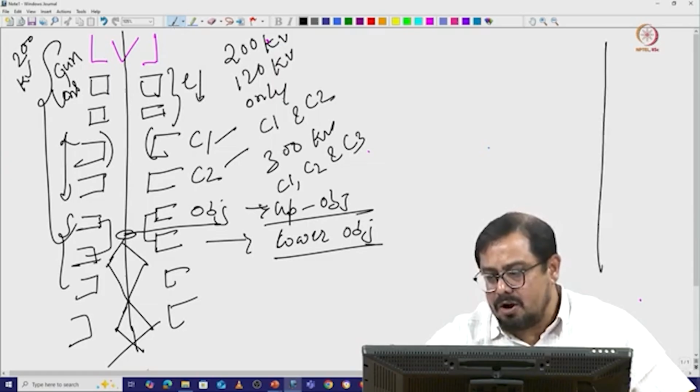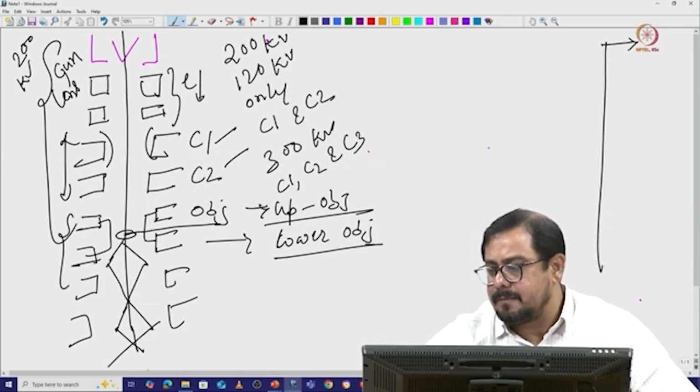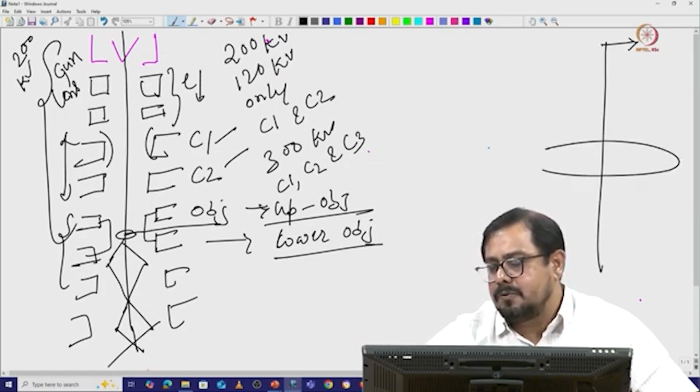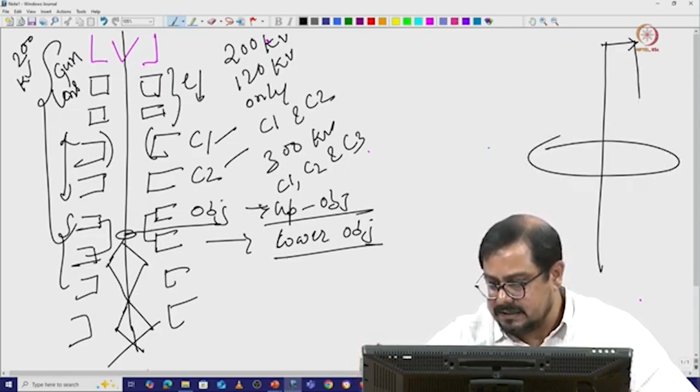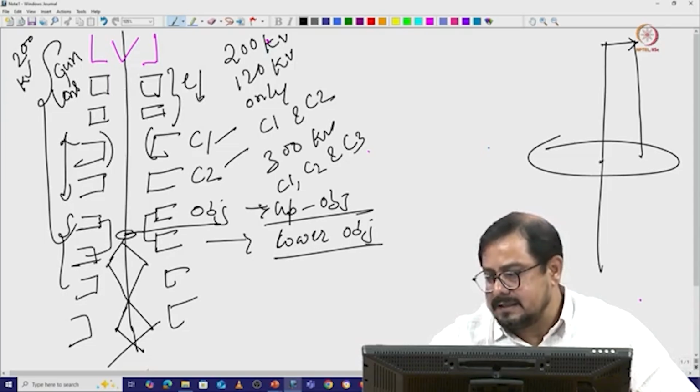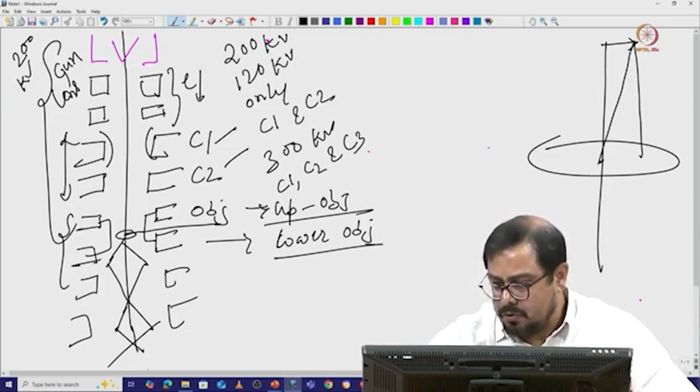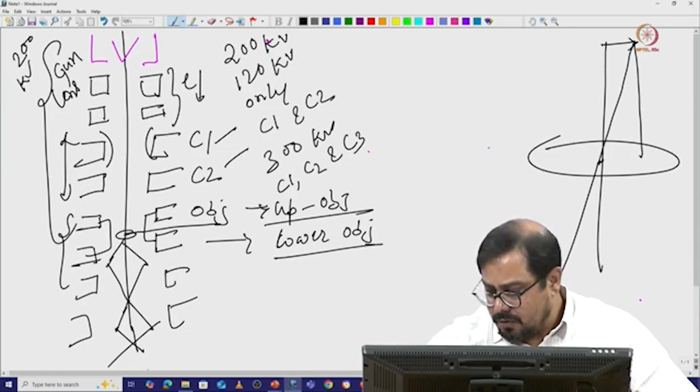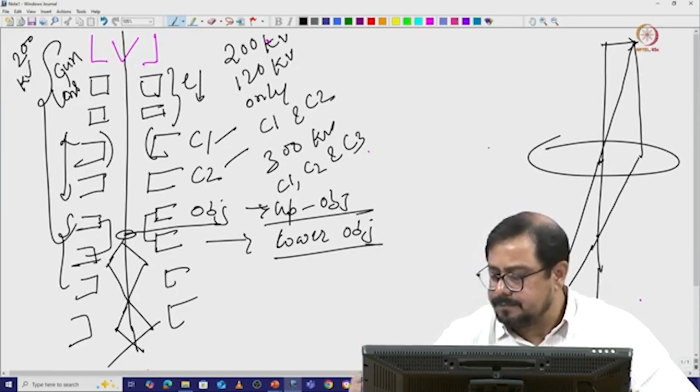If this is an optical axis, and we have an image here, and a glass lens here, rays will go like that. This is the center point. One ray will come, one ray will go through the focal point, and they will merge somewhere and give us an image.